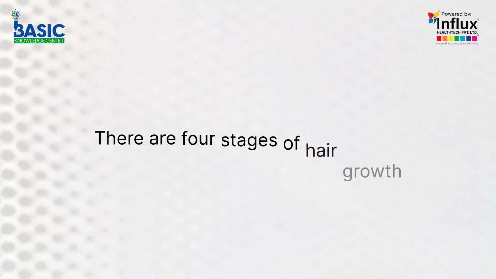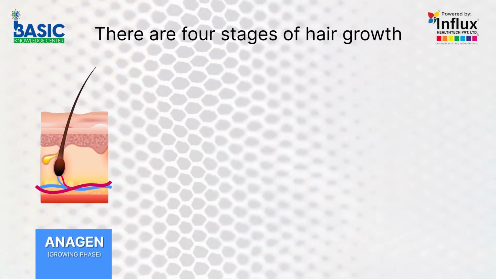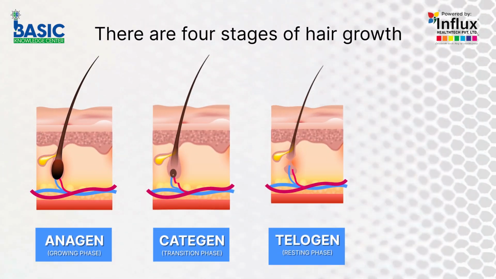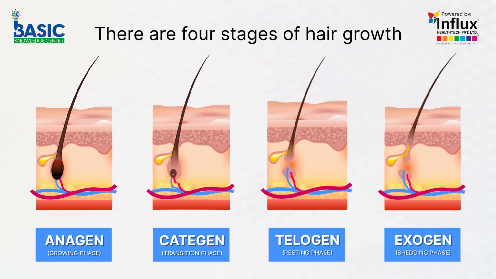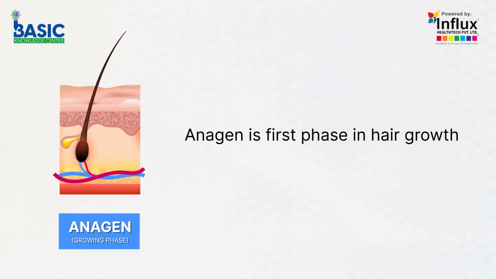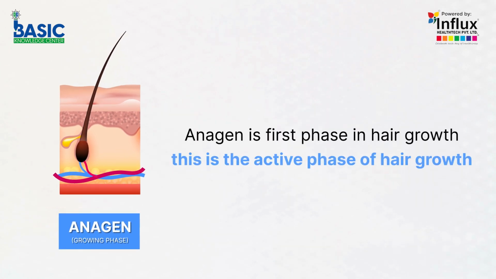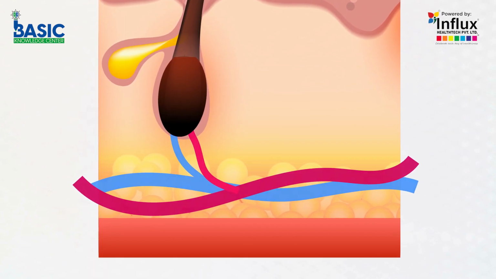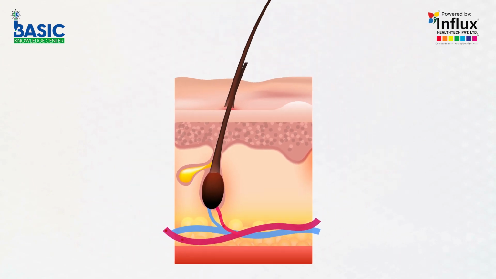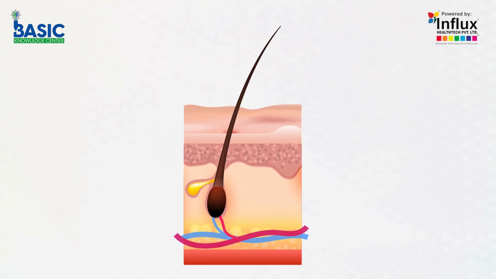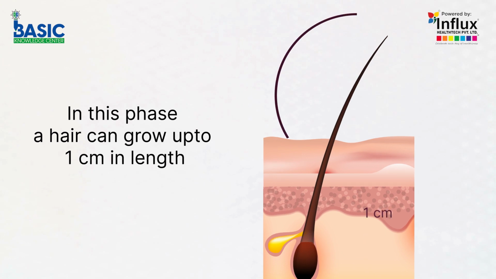There are 4 stages of hair growth: anagen, catagen, telogen, and exogen. Anagen is the first phase in hair growth. This is the active phase of hair growth. In this phase, the division of cells in the bulb is faster, so new hair is made and old hair is pushed out. In this phase, a hair can grow up to 1 centimeter in length.